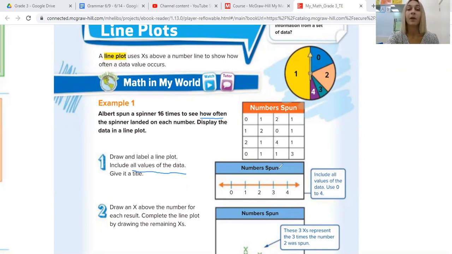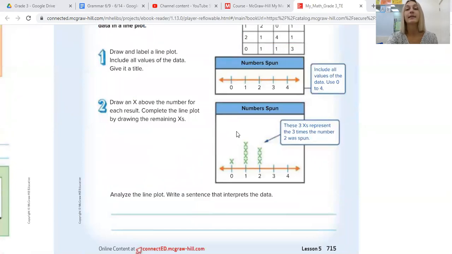Okay, we also need to give it a title. So we can use the same title that he used here, numbers spun. So let's scroll down a little bit. Next thing you need to do is, you already have your line plot, then you need to draw an X above the number of each result.